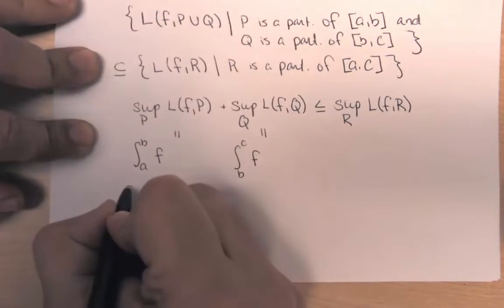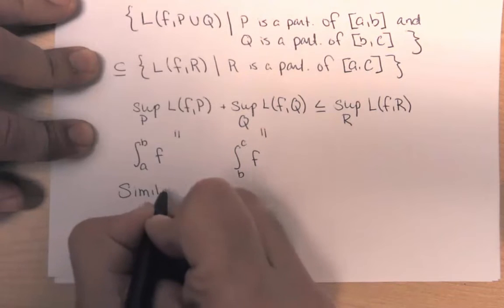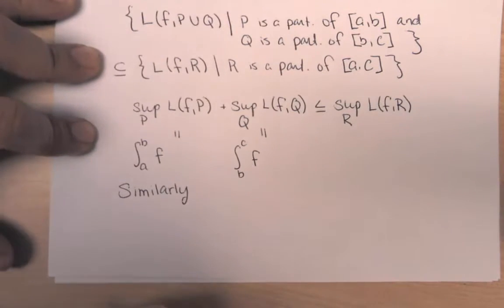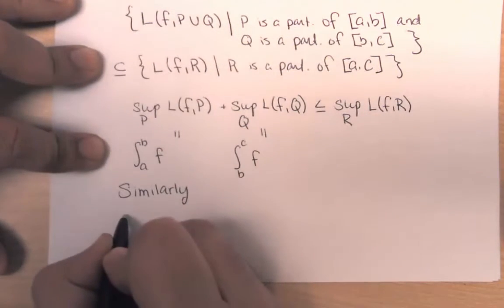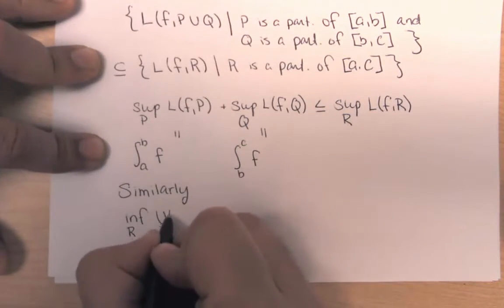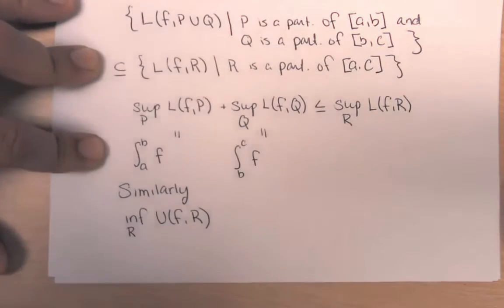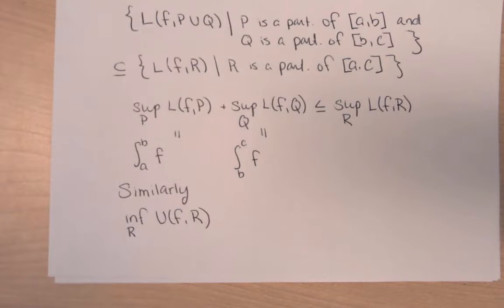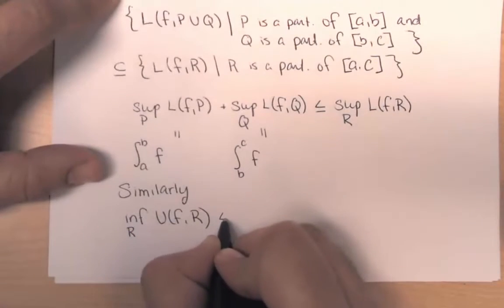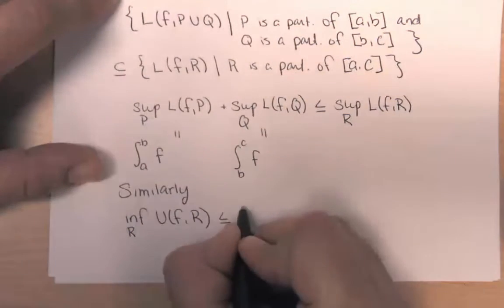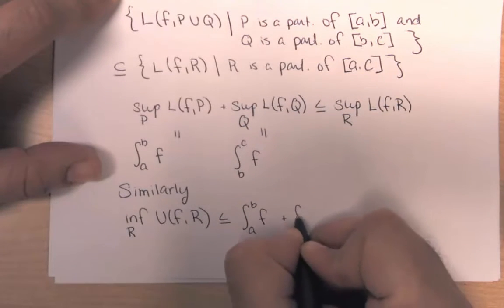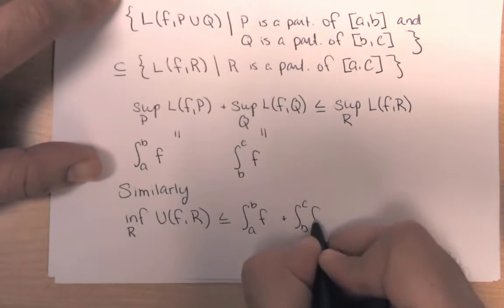Now, for similar reasons, for the exact same argument, the infimum of all upper sums for every partition of a to c is less than or equal to the integral from a to b of f plus the integral from b to c of f.